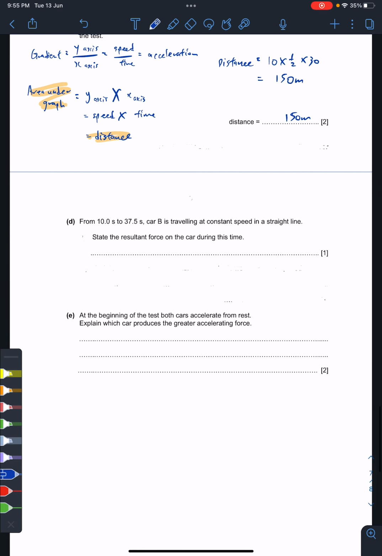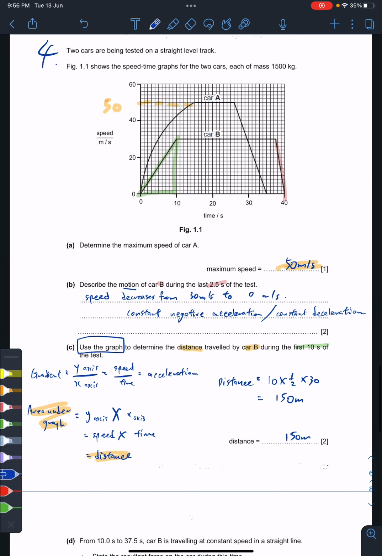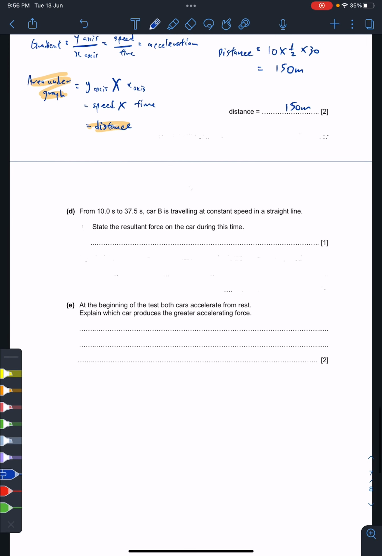Last part, from 10 seconds to 37.5 seconds, the car is traveling at constant speed. Very simple. Constant speed means acceleration equals 0. F resultant equals ma. If a is 0, F resultant is 0. So 0 Newton. Cool.